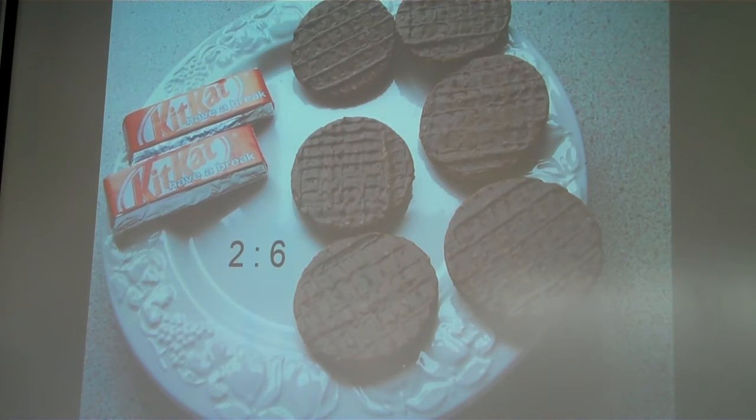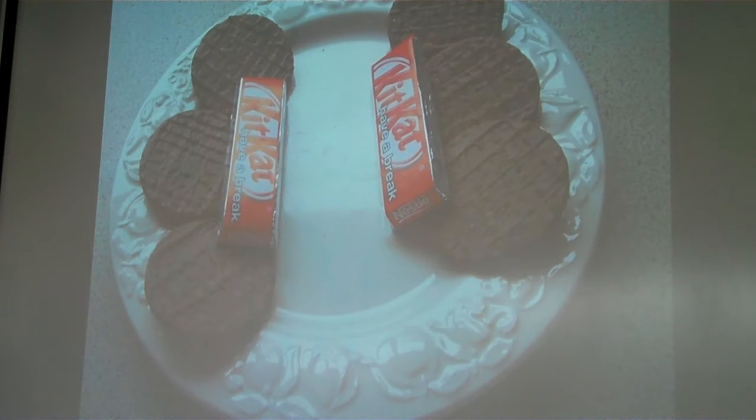Okay, so if I've got Kit Kats to digestives there, I've got 2 Kit Kats, I've got 6 digestives, 2 to 6. We're all fine with that. If I rearrange them on the plate so that each plate's got the same amount, then they're both in 1 to 3. Okay, still got 2 to 6, but 1 to 3. So I've cancelled down my ratio, I've simplified it.